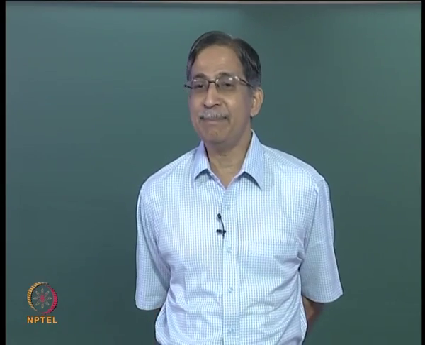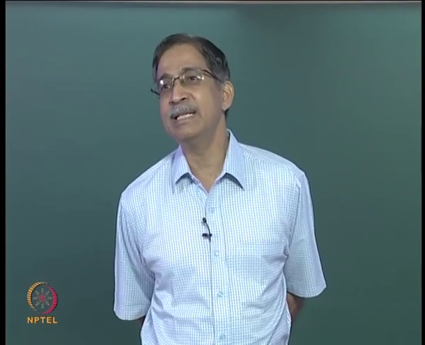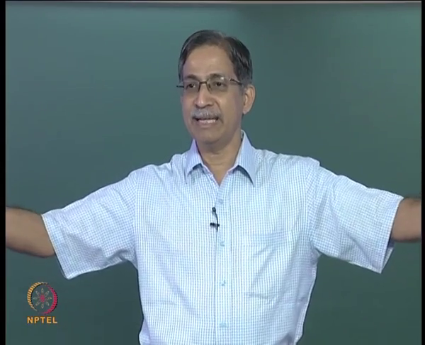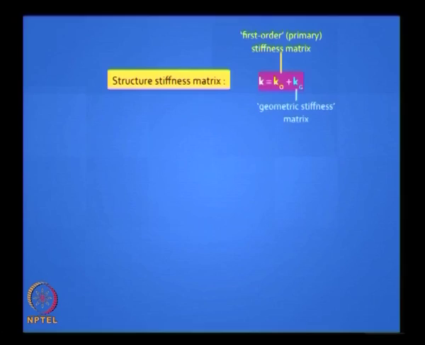How do you find the P critical? Well, not in an element, in a structure, once you assemble the structure. So the structure stiffness matrix will look like this after you have assembled it. There is no I coming in here, you have K equal to KO, which is primary, which is what we got earlier, plus Kg, which is the geometric stiffness matrix for the whole structure.